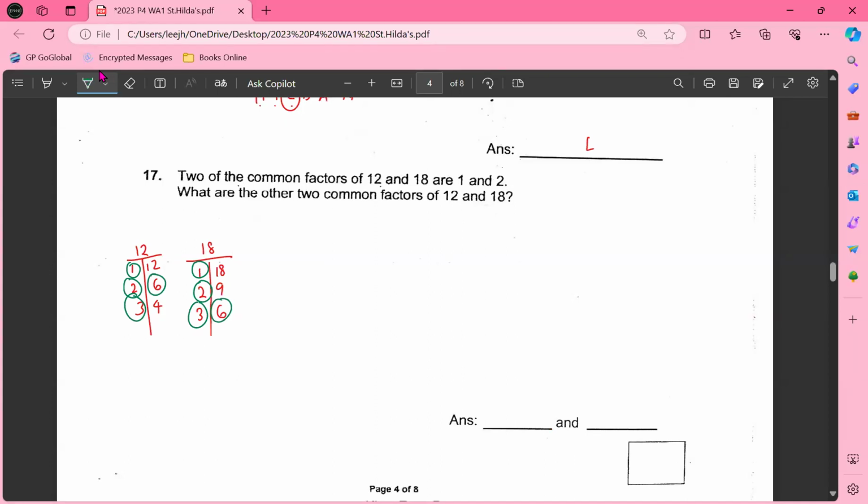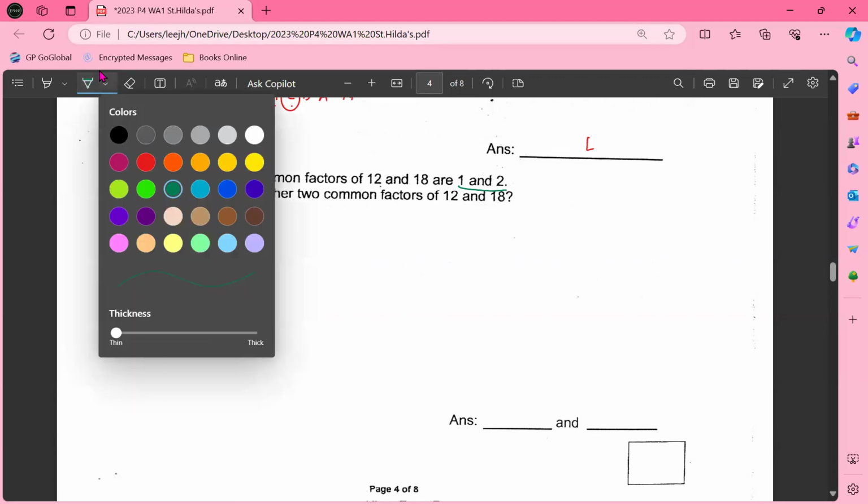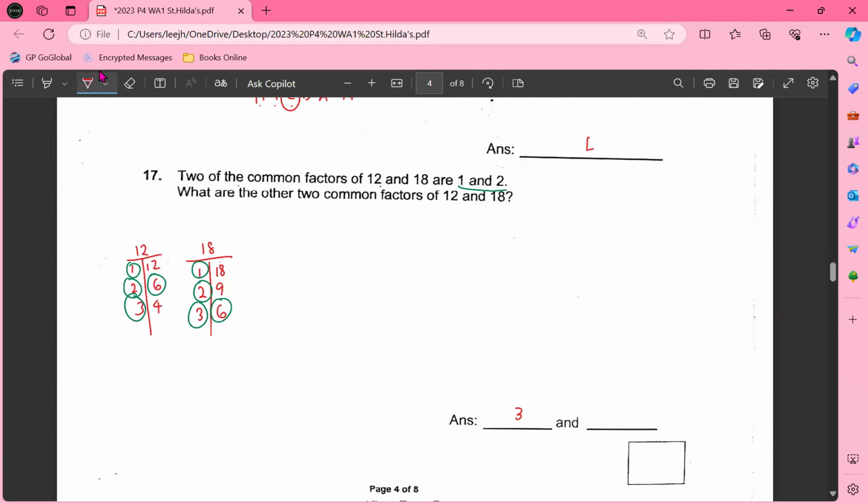The common factors given here are only 1 and 2. So what are the other 2? It would be actually just 3 and 6. Because this is 1, 2, 3, 6. Since 1 and 2 are given, you're only missing 3 and 6. So the other 2 common factors will be number 3 and number 6.